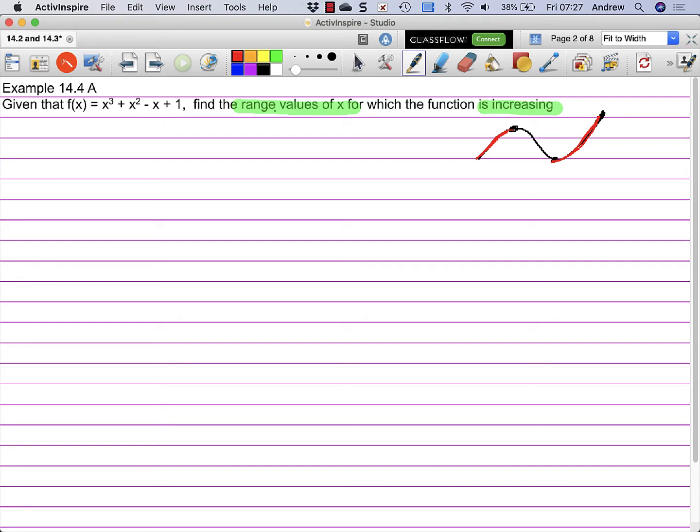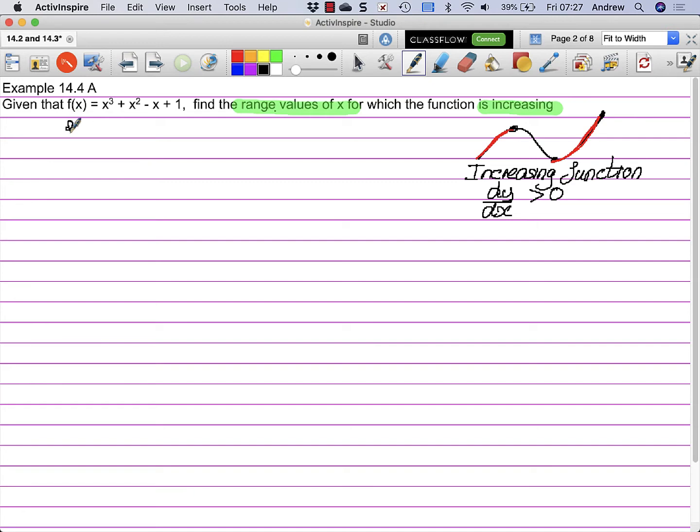What else do we know? We know that the formula for an increasing function is dy dx is always greater than 0. So we know that dy dx is always greater than 0.